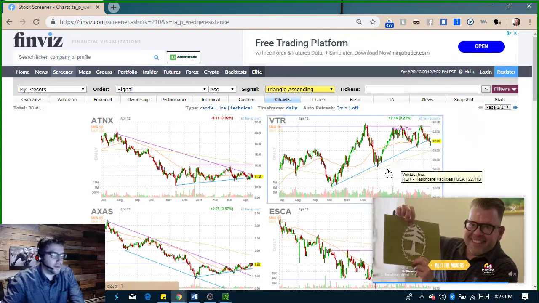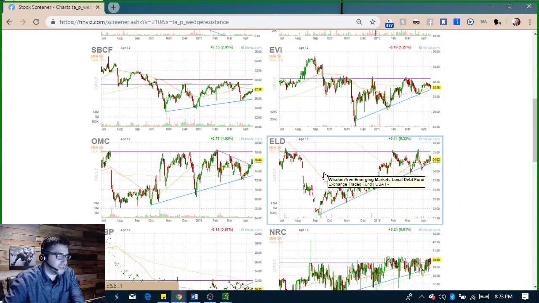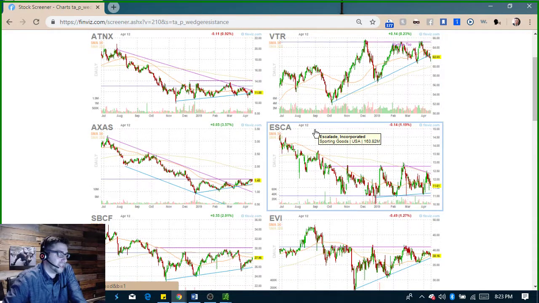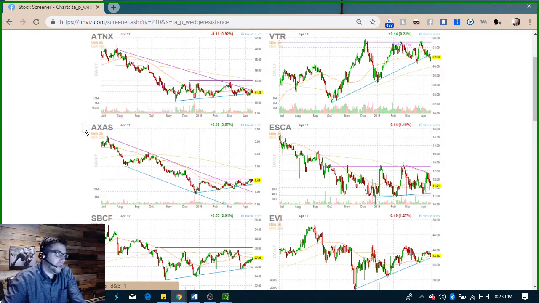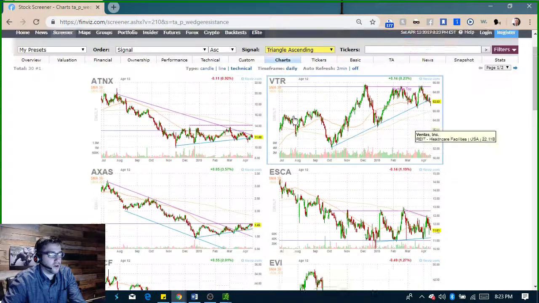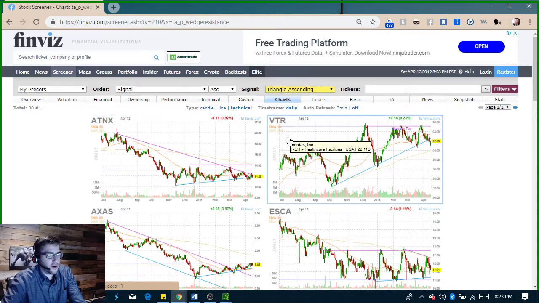But it doesn't matter. Like I said, these formations can happen in minutes, they can happen in days, they can happen in months, they can happen over years. It will still always play out. So let's see if we can find one. Oh, this is a beautiful one. VTR. You could see it's got the same top. It's unable to break that resistance line there. And it's just same top, going up, ascending, ascending, ascending.